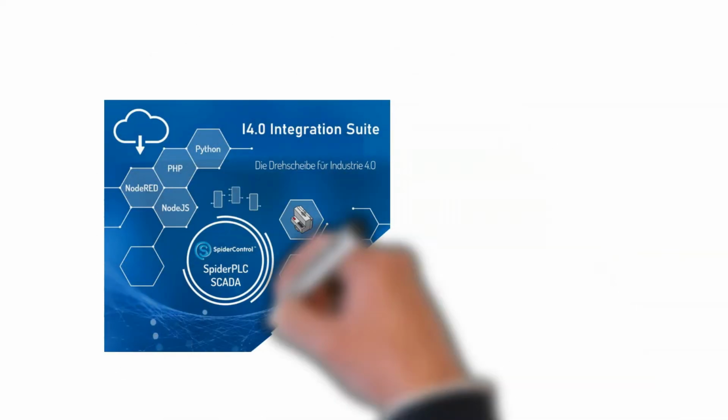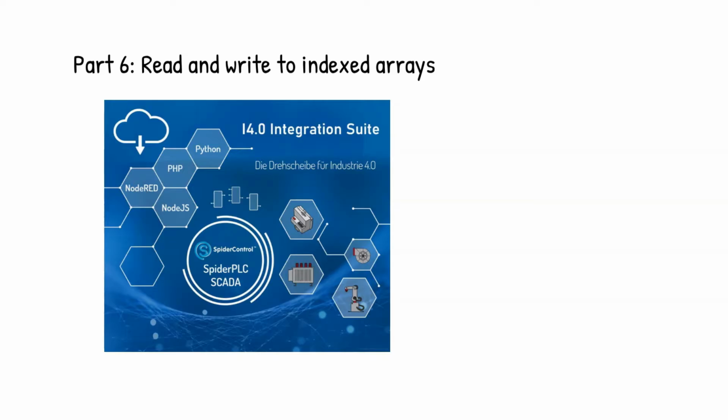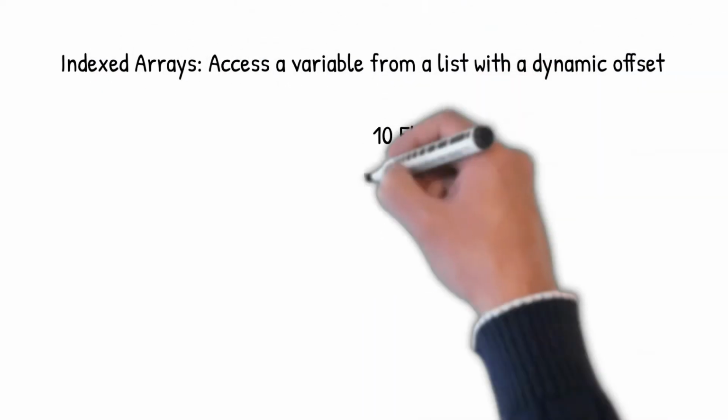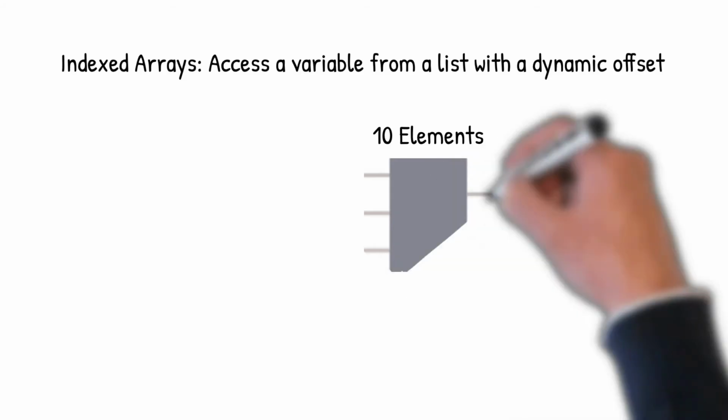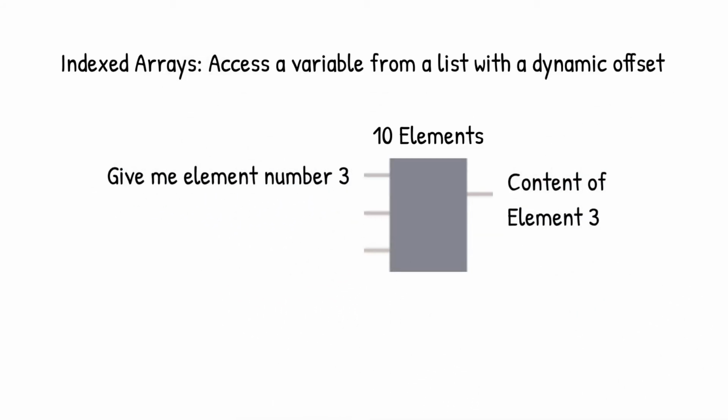This is the SpiderControl I4.0 Integration Suite with part 6, which is about reading and writing to indexed array. What are indexed arrays? It's about how to access a variable from a list with a dynamic offset. If an array consists of 10 elements and we set the number 3 as an input to this FB, then we get the content of array element number 3.